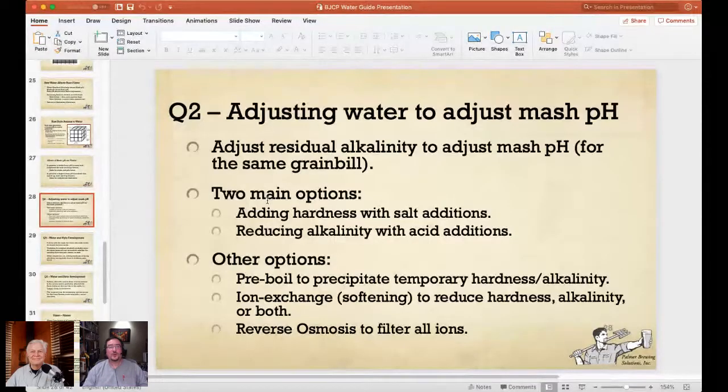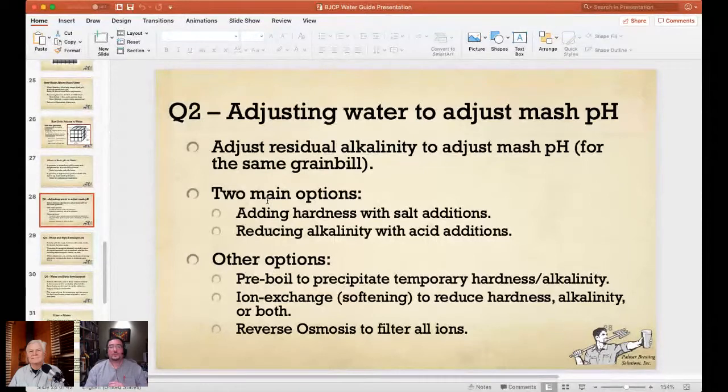Let's move on to question 2. I know we've covered a lot of material over the past hour. And the reason is that all of that material really feeds the answers to these questions on the exam. So let's talk about question 2 now, adjusting water to adjust mash pH.